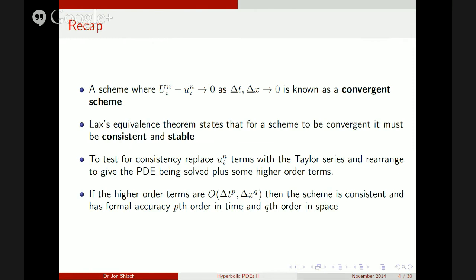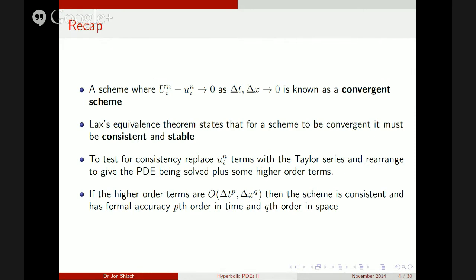Well, you get your scheme, and you replace your U terms with Taylor series expansions. If you've got U n plus 1, you use the Taylor series expansion with respect to t, one step forward in time. If you've got u i plus 1, one step forward in space, and so on. Once you've replaced your U terms with the Taylor series, you rearrange to get it in the form of the PDE which you're trying to solve, plus some higher order terms.